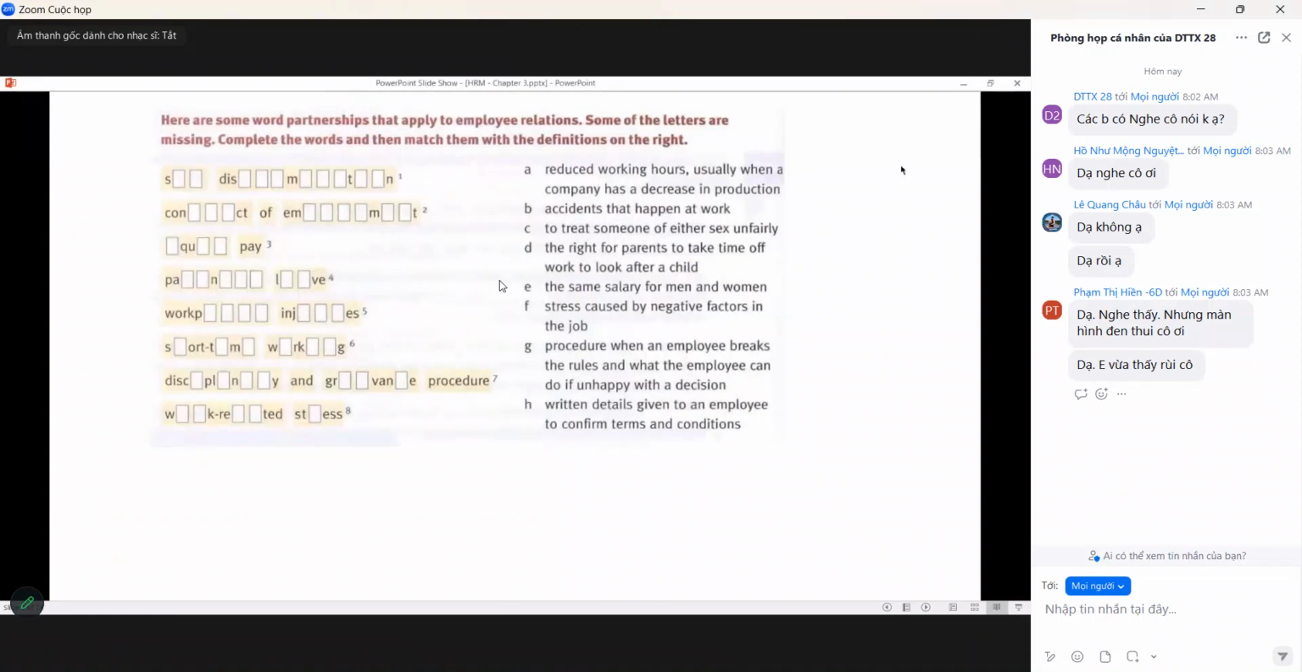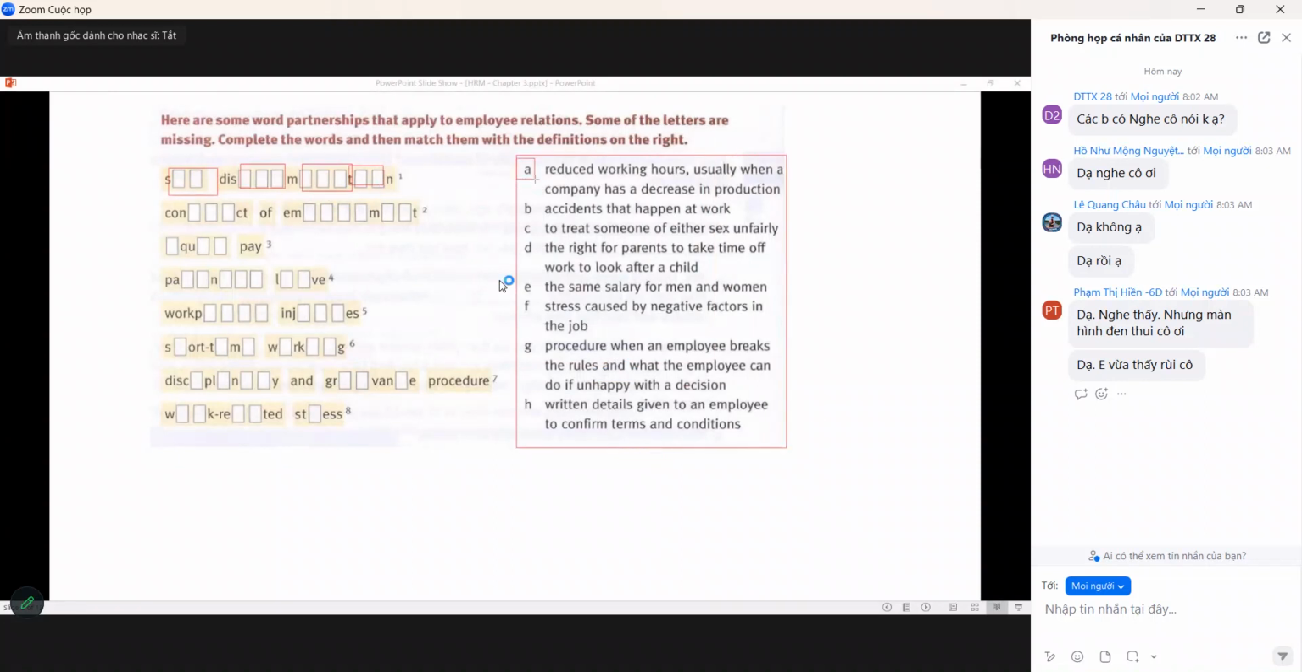Now look at this. Here are some key terms that apply to employee relations. Some of the letters are missing. Complete the phrases and then match them with the definitions on the right. You see that we have some letters missing, right? Yeah, some letters missing. So you need to read the definitions here.